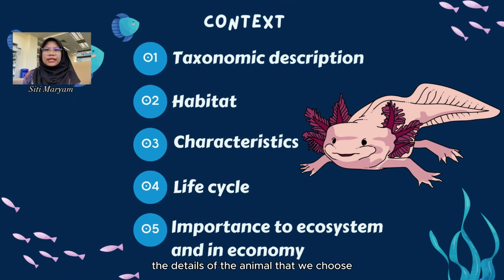Before we go through the details of the animal that we chose, there is some context that we include in our video presentation. First, taxonomy description. Second, habitat. Third, characteristics. Fourth, life cycle. The last one is importance to the ecosystem and the economy.